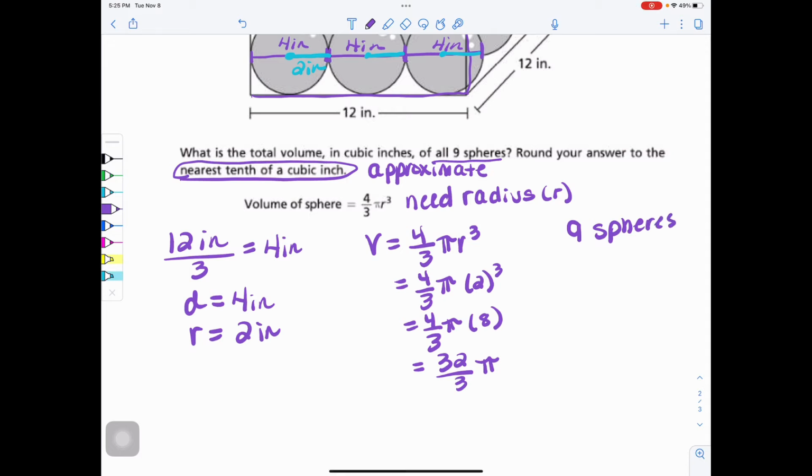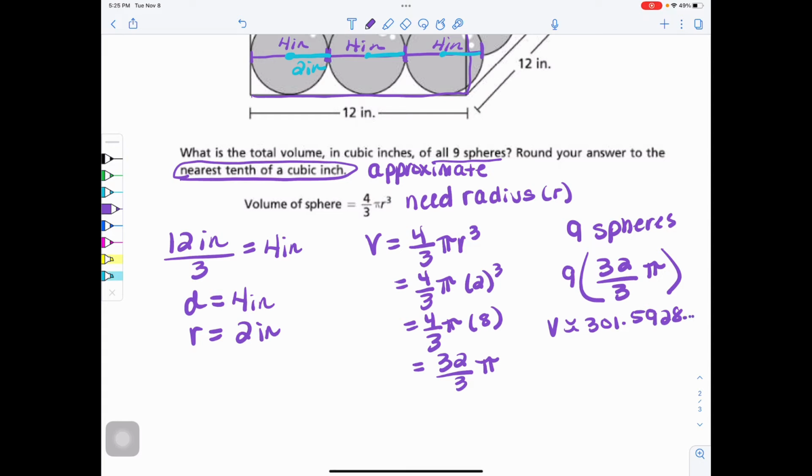which means the total volume is going to be taking the volume of one of them and multiplying it by 9. So I waited until now to type it into my calculator and get the volume approximately. It is 301.5928, continues on your calculator.